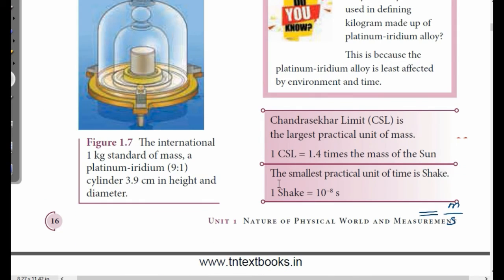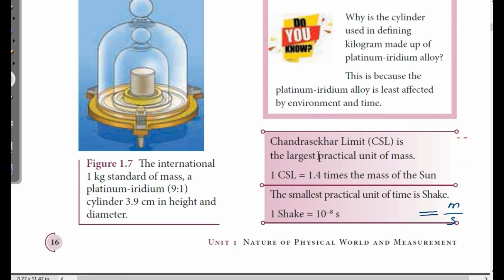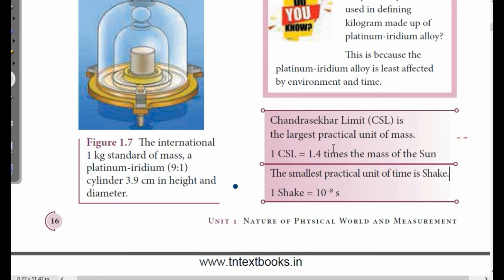Chandrasekhar limit is the largest practical unit of mass. So 1 CSL, Chandrasekhar limit, is equal to 1.5 times the mass of the sun. The smallest practical unit of time is shake, S-H-A-K-E. One shake is equal to 10 to the power minus 8 seconds. So remember these two things. This has been given in a box. This is the largest practical unit of mass. This is the smallest unit of time.